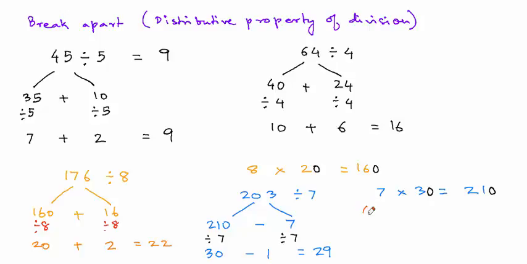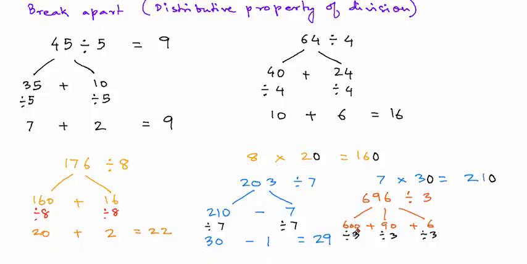Imagine you want to do 696 divided by 3. Break apart 696 into 600 plus 90 plus 6. If this were a 684 instead, you could do 600 plus 90 minus 6. Divide each one of these by 3. And they're all easy divisions. Can be done mentally.